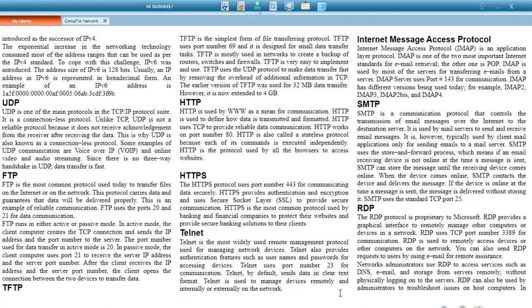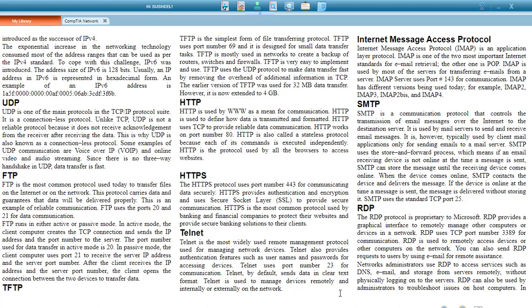In active mode, the client computer creates the TCP connection and sends the IP address and the port number to the server. The port number used for data transfer in active mode is 20. In passive mode, the client computer uses port 21 to receive the server IP address and the server port number. After the client receives the IP address and the server port number, the client opens the connection between the two devices to transfer data.